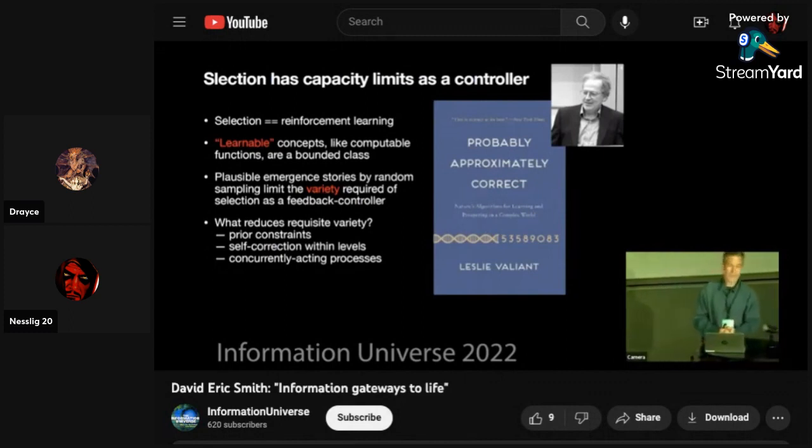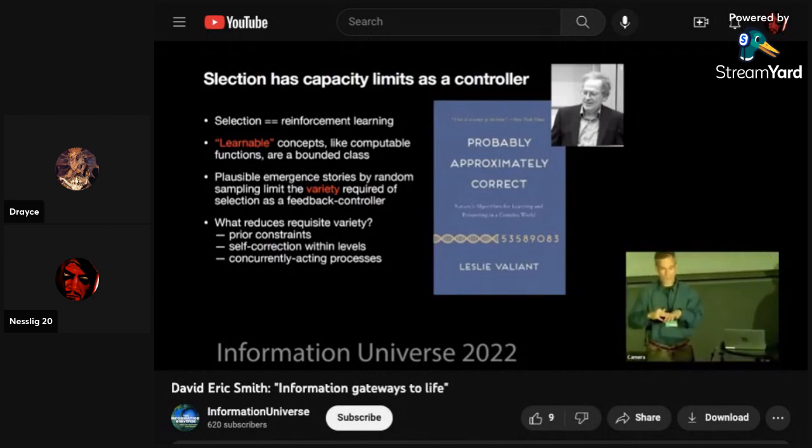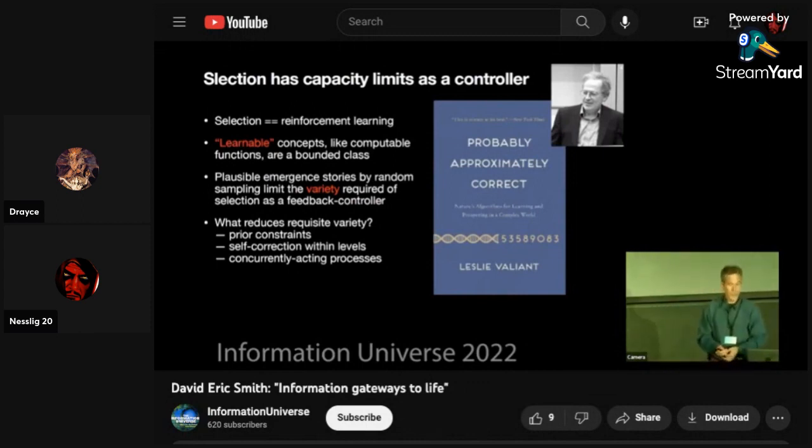So the way we would apply this is to say, if you want to say that something came into existence plausibly in a random system, then you need the variety of your controller, to use a Ross Ashby term from the 1950s, the diversity of system states that it can sense, discriminate, and act on. You need that variety to be within the controller you can actually make. So what reduces the requisite variety of controllers? It is for the controlled systems to be, for instance, constrained a priori, or to have self-governing mean regression over some of their degrees of freedom, so those don't have to be regulated from the top, or concurrently acting processes so that multiple controllers are acting collaboratively.